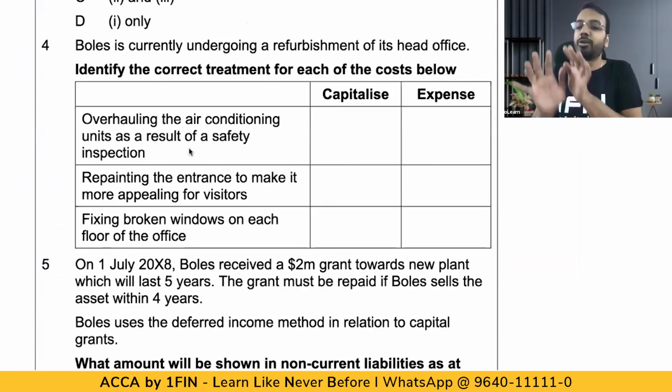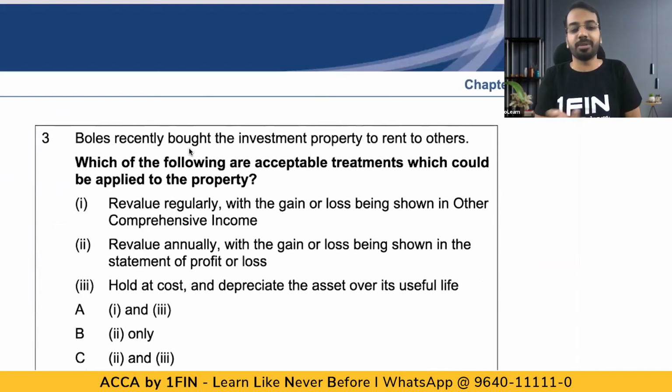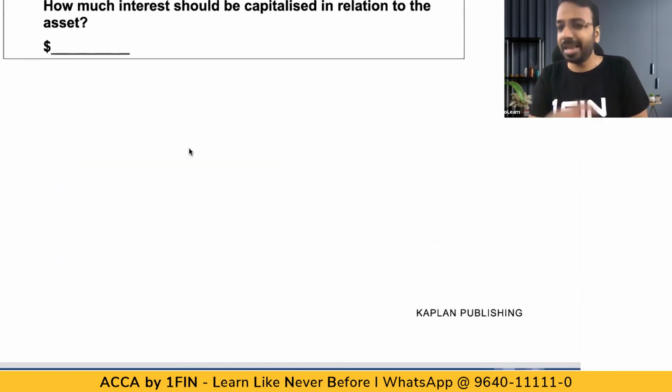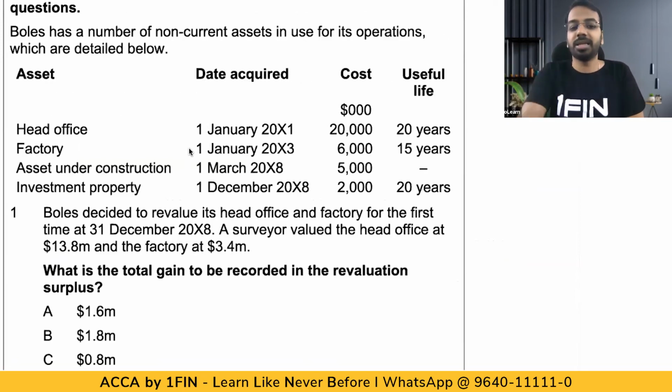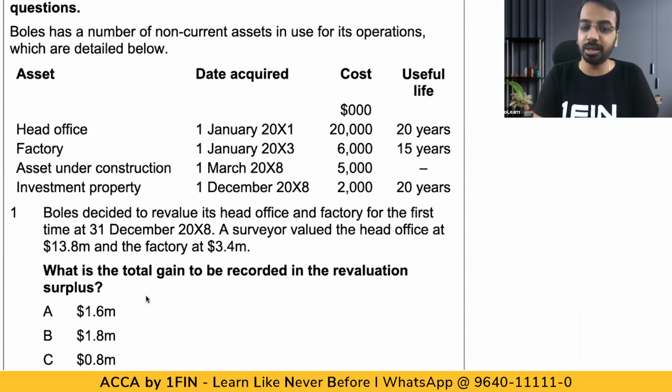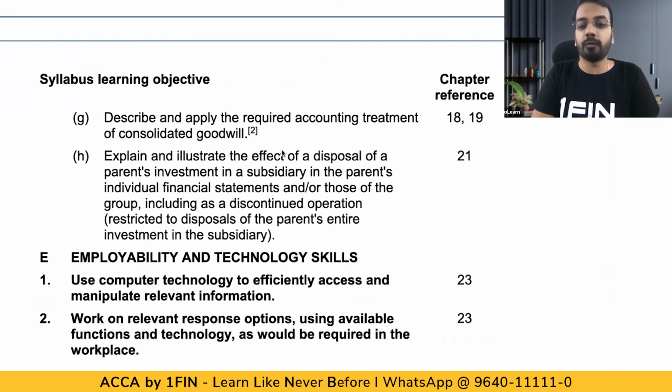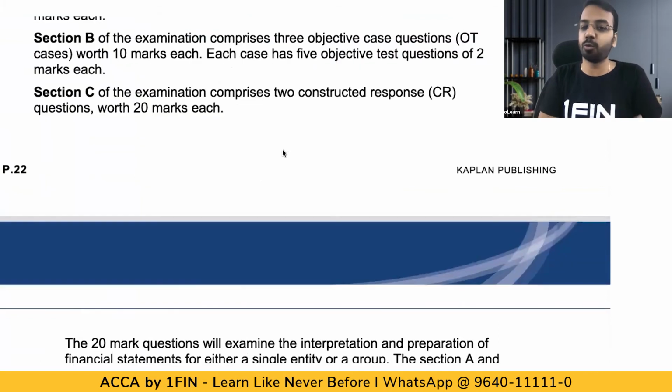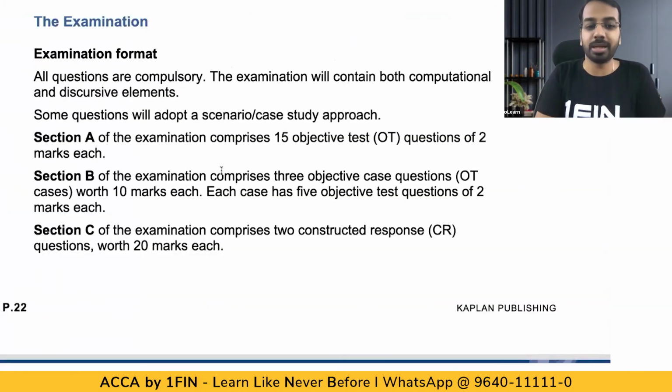In a normal examination, when you write a BCom examination or a CA examination or any other examination, these kinds of questions require you to show the computation and all of that. But here, in this part specifically, you are not required to show computation because these are objective type questions. Then, the first 15 objective test questions at 2 marks each, that is 30 marks. Then section B, 3 objective case questions, 10 marks each.